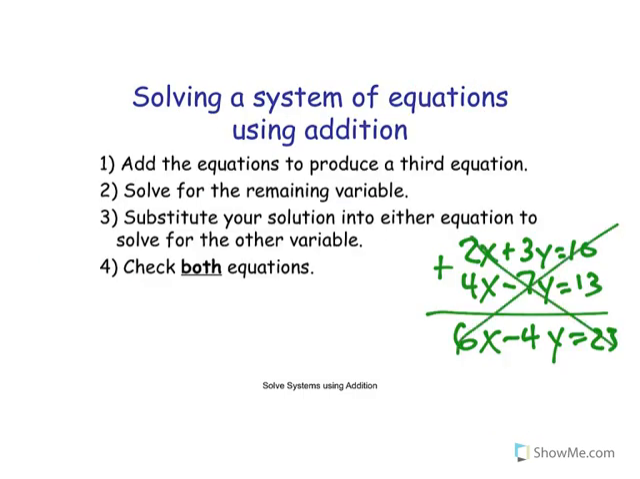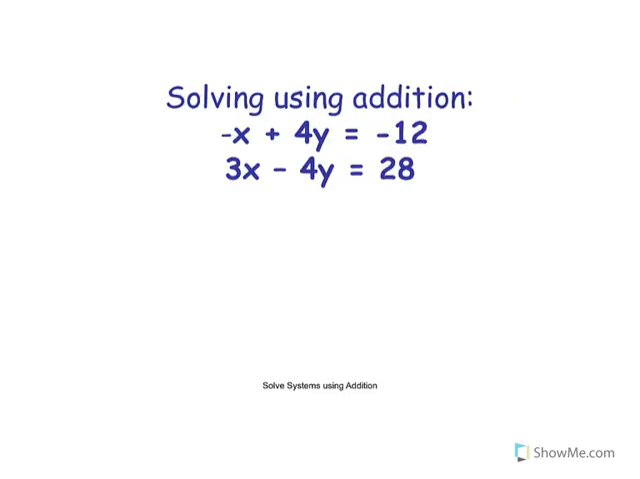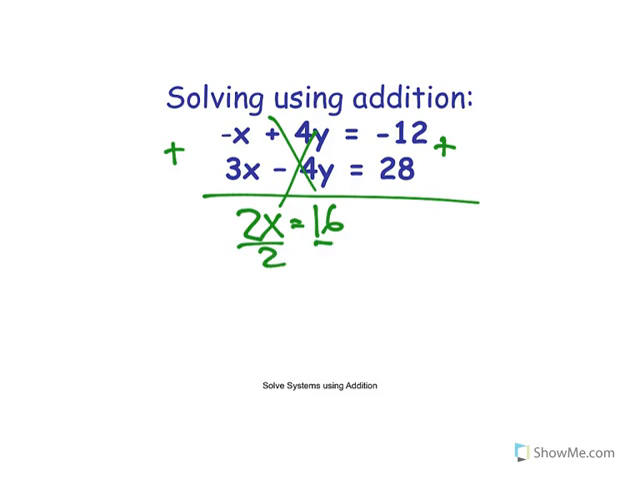So the steps after that are going to essentially be the same here. I'm going to look at this and say, fantastic, right? I know 4y and negative 4y, if I add them together, is going to give me 0. Negative x plus 3x is going to give me 2x. Negative 12 and 28 is going to give me 16.